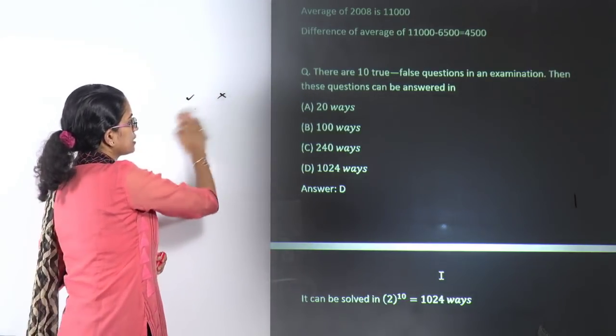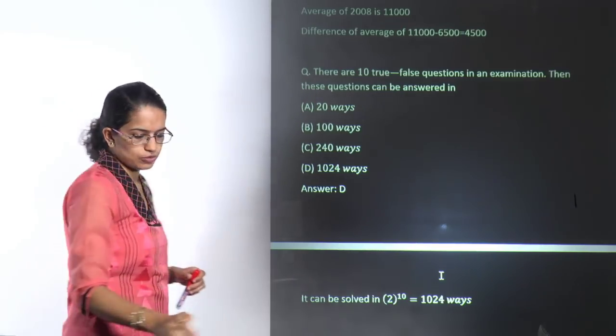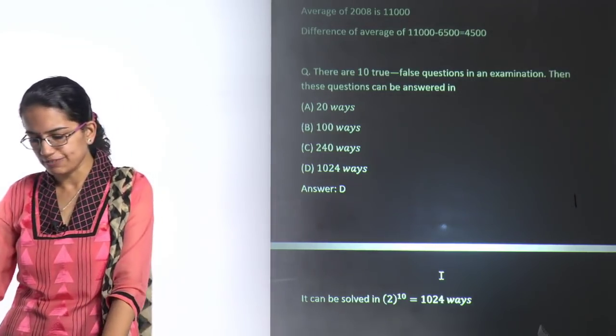So that was again a very direct question from the section on probability that was asked.